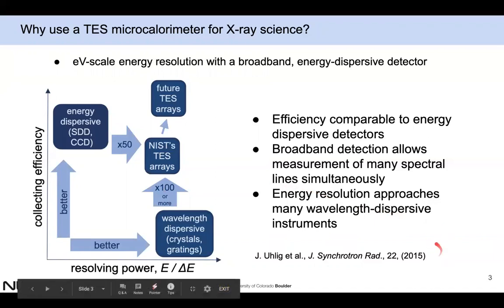If you're interested in reading more about how the efficiency of a TES compares to wavelength dispersive instruments, I've listed a good example of a reference with some calculations here.